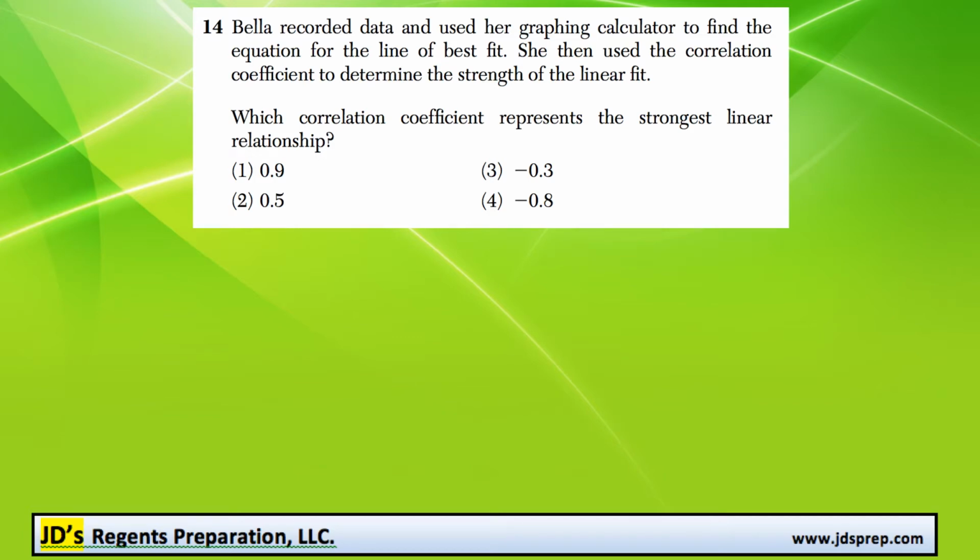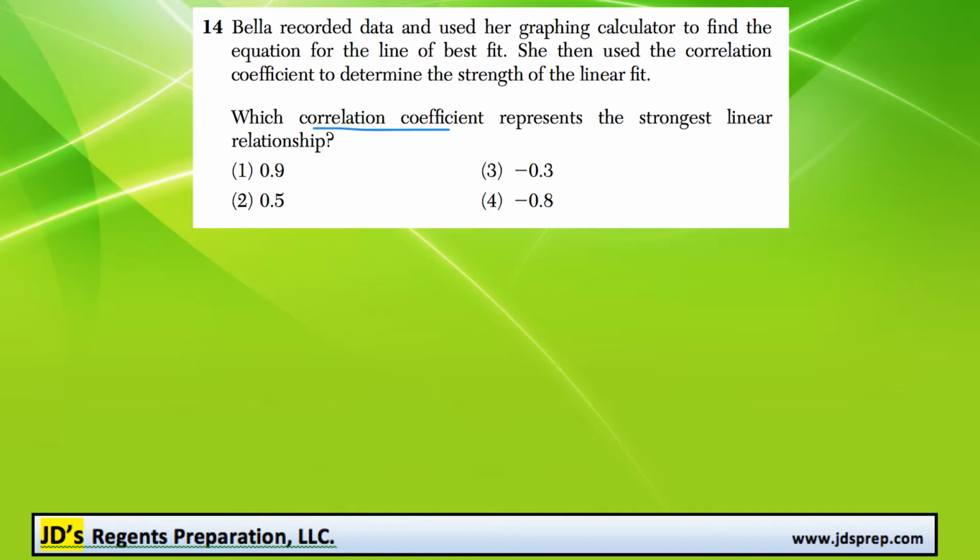Welcome to problem number 14 from the June 2017 Algebra Regents exam. So in this question, we've got Bella, who is finding an equation for the line of best fit based on some data she has, and then she used the correlation coefficient on the calculator to find the strength of the linear fit. So the question is, which correlation coefficient represents the strongest linear relationship?